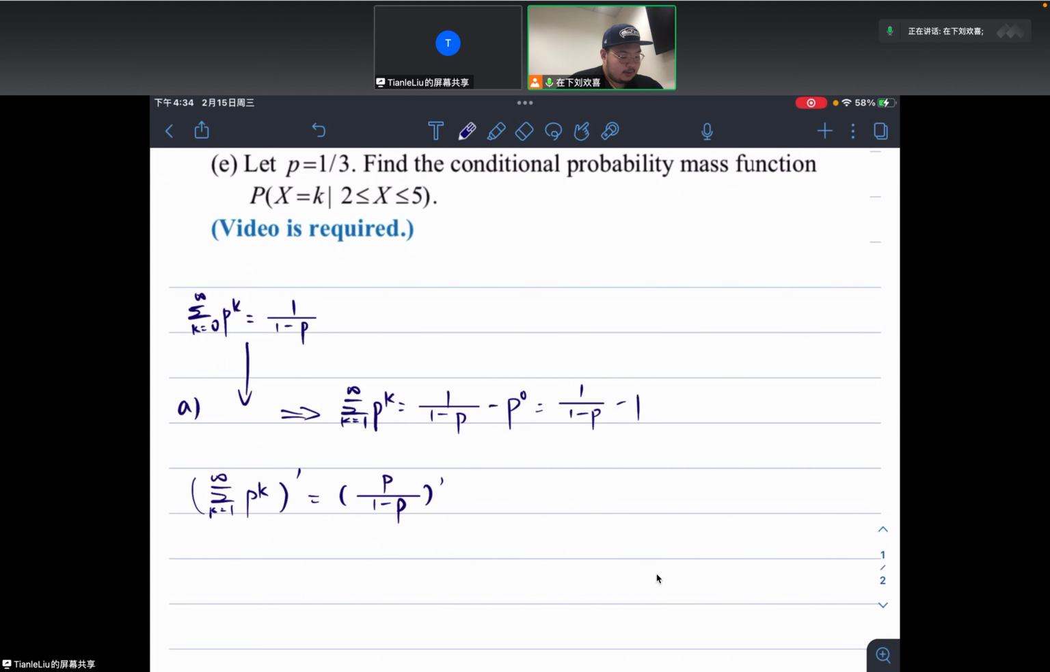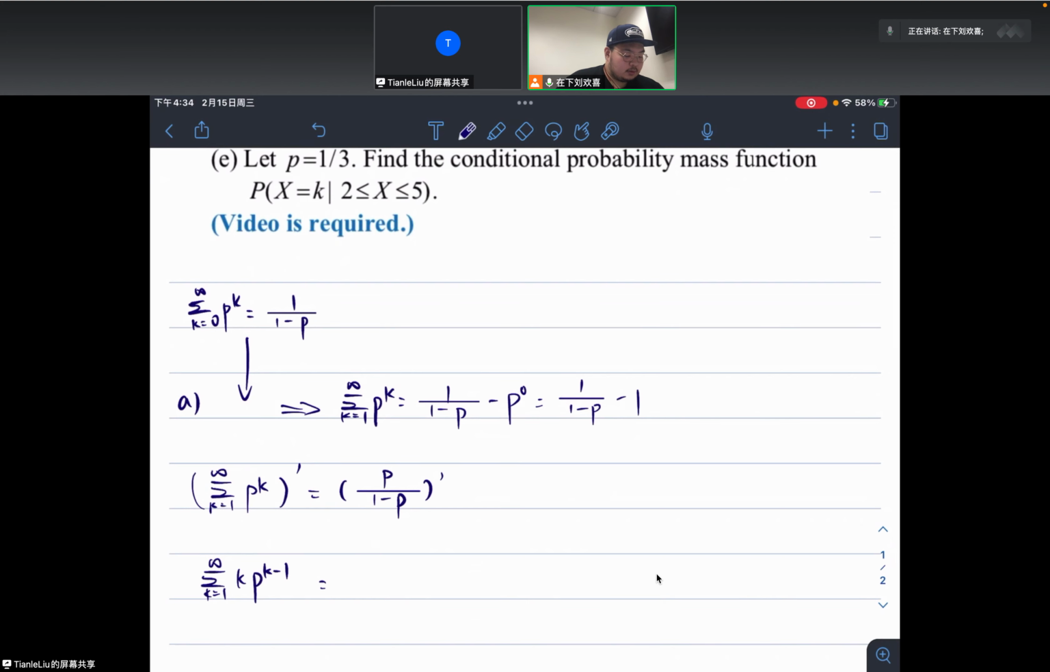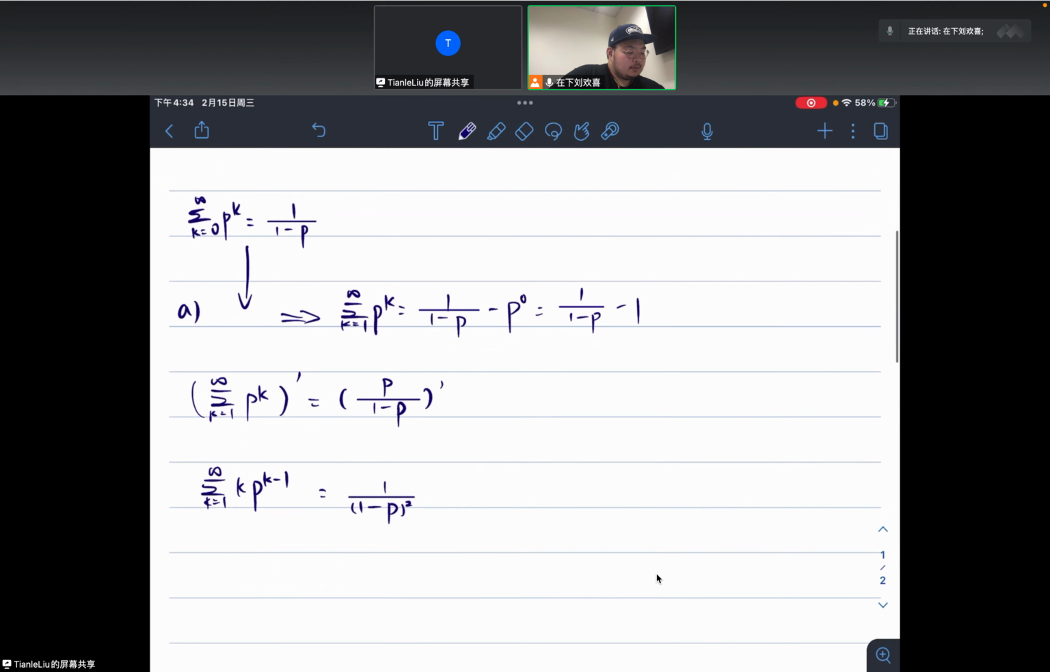So for the left side, we will have the sum for k equals 1 to infinity of k multiplied by p to the order of k minus 1. Okay, this is what we want. And for the right side, based on the calculator, it will be 1 over 1 minus p squared. And here is the equation that we can use for the first step.